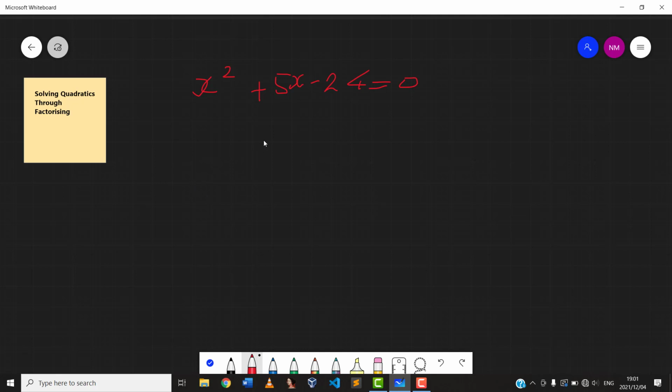Okay, so what you would do here is the same thing. 1 times minus 24 is minus 24, because the coefficient of x squared is 1, right? So the factors of minus 24 that add up to 5 would be minus 3 and 8.